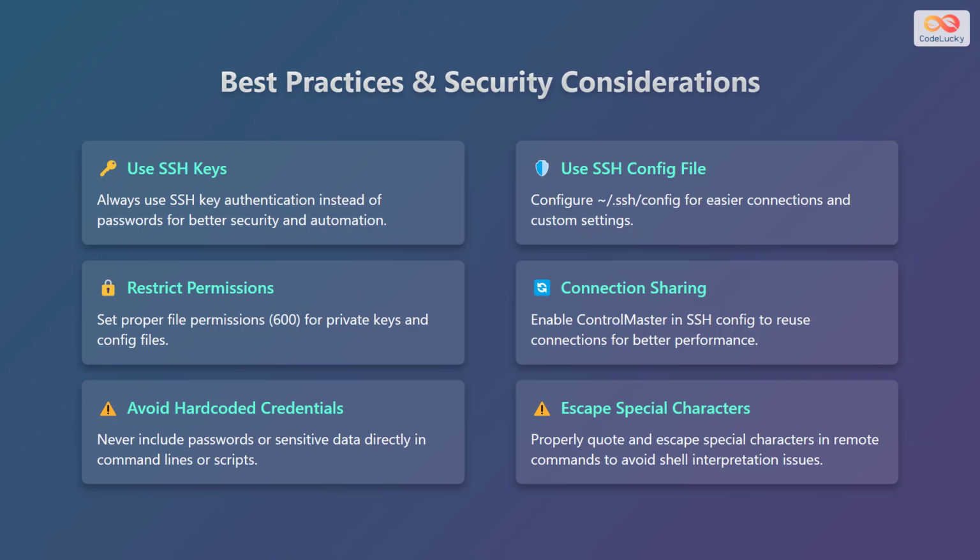Configure the ~/.ssh/config file for easier connections and custom settings. Enable ControlMaster in the SSH config to reuse connections for better performance. Properly quote and escape special characters in remote commands to avoid shell interpretation issues.